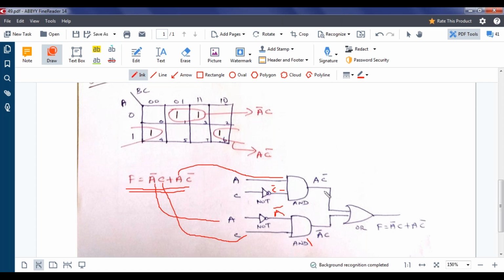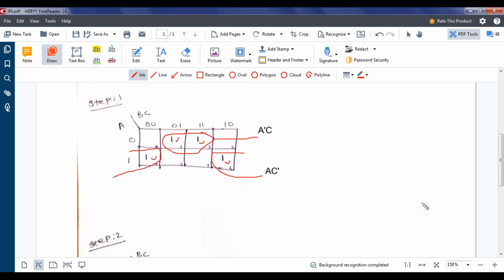Finally, for the AND gate outputs, here I have the plus symbol. So I give the outputs of the AND gates to an OR gate, because between the product terms there is a sum, the plus symbol. So finally capital F equals A bar C plus A C bar. This is the implementation of your Boolean expression.